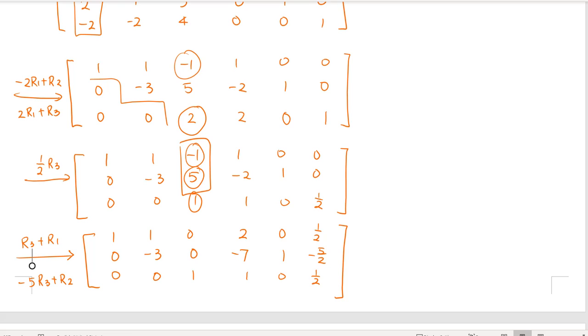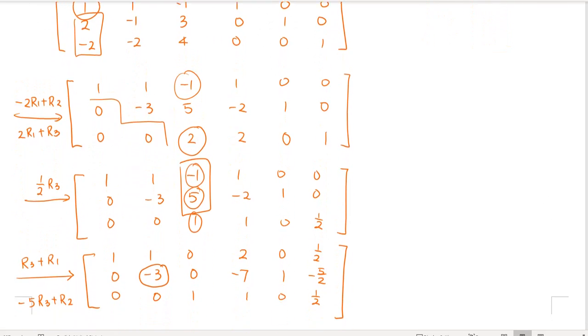So far, so good? Okay, what is next? Well, next we want to make this guy 1. And how to make this guy 1? You cannot touch the first row because you will create a non-zero entry here. So here we have to divide it by -3.